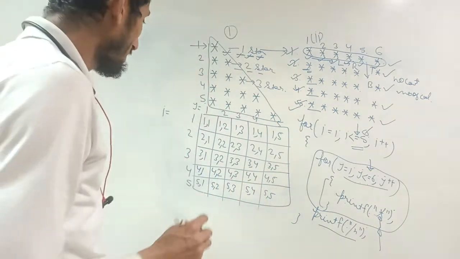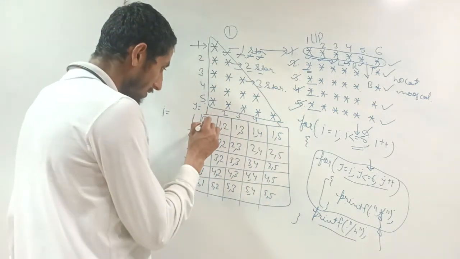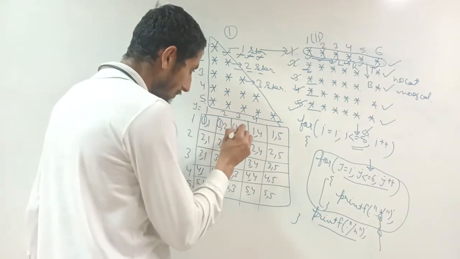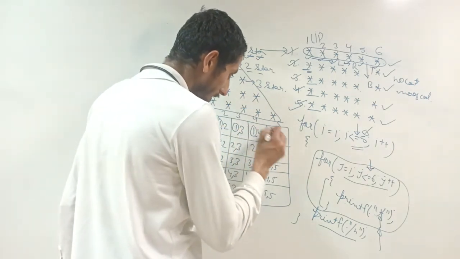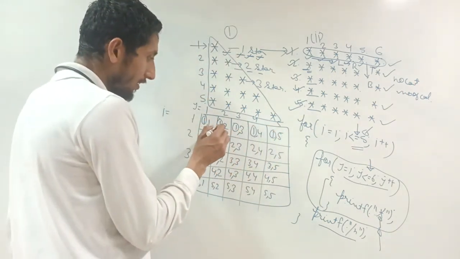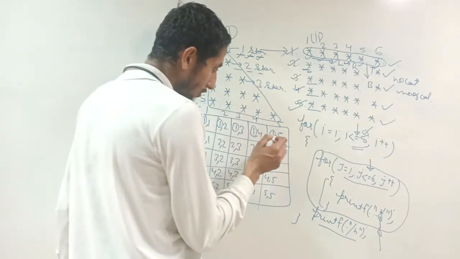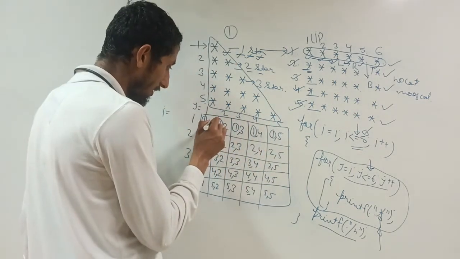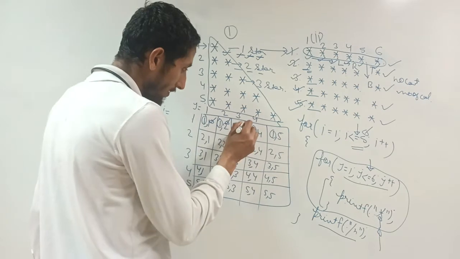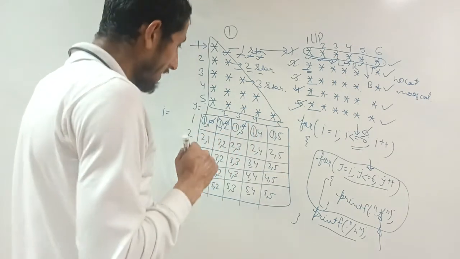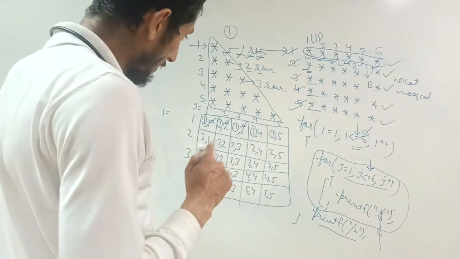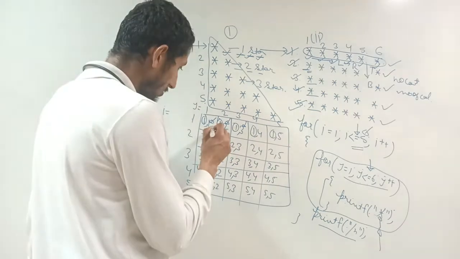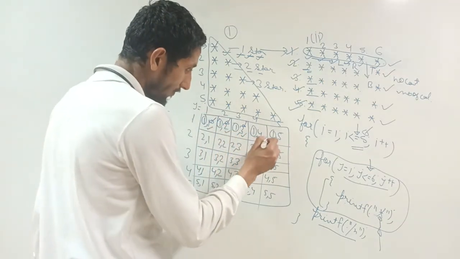So that is the value of I. The value of I is constant for a particular row. Are you following this one? I is 1 in 1 1, 1 2, 1 3, 1 4 and 1 5. That is the value of j. So the value of j will vary from 1 to 5 in a row, not in a column, in a row.